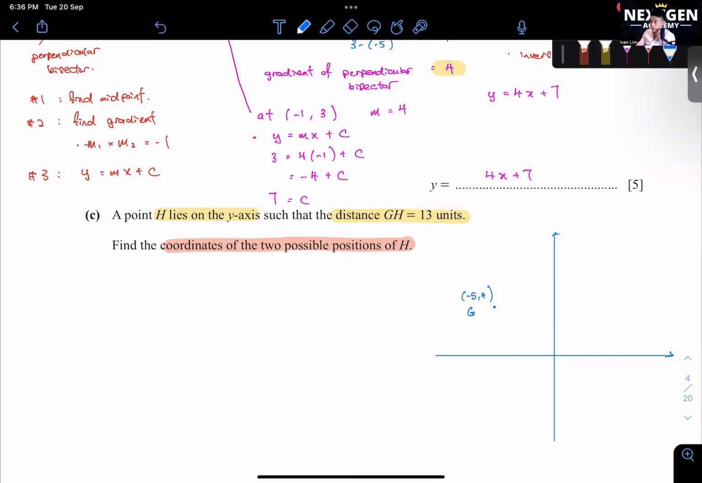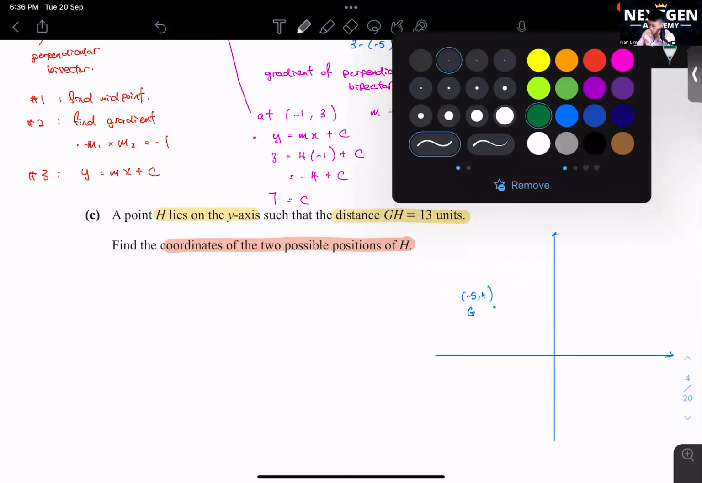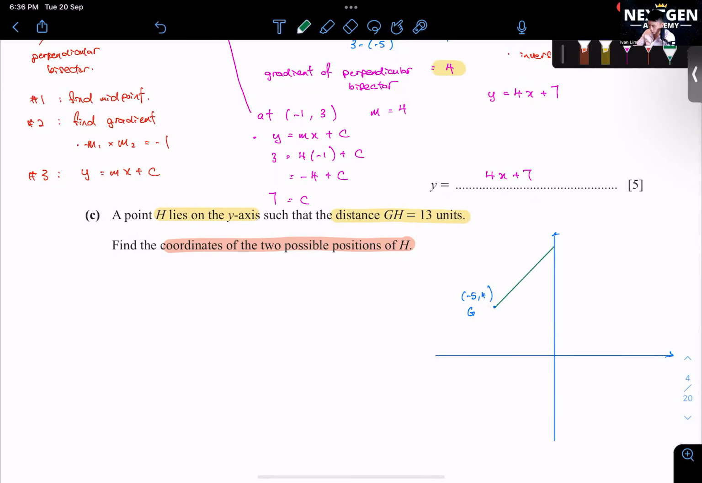Then they say H lies on the y-axis. That means H is somewhere here. And we know that the distance GH is 13 units. I don't know where H is right now, but it can be here or it can be here. It might be here also, but unlikely. So we just roughly sketch it out first. H can be on top here, because this is 13 units, and H can be down here also. I don't know whether it's positive or negative, but we just put it somewhere on the y-axis. That's the key of it.